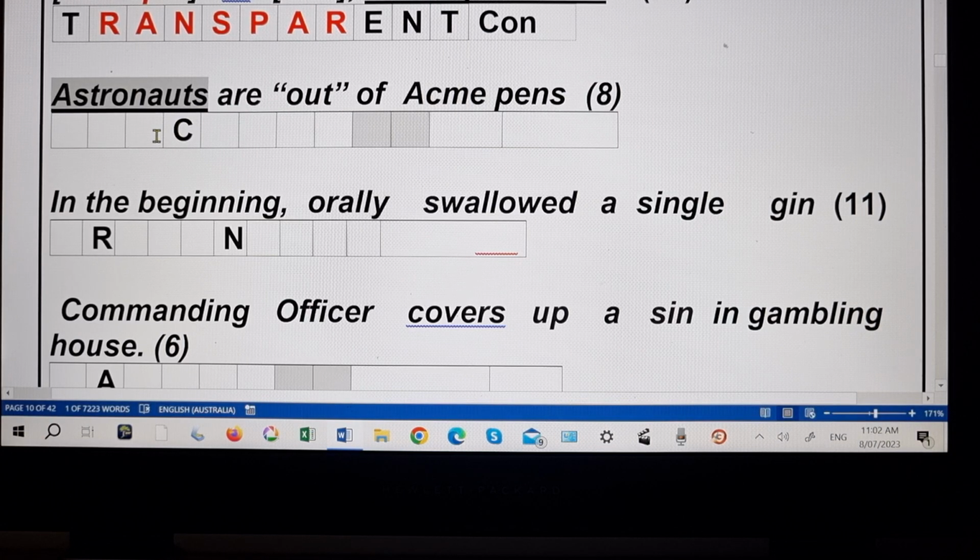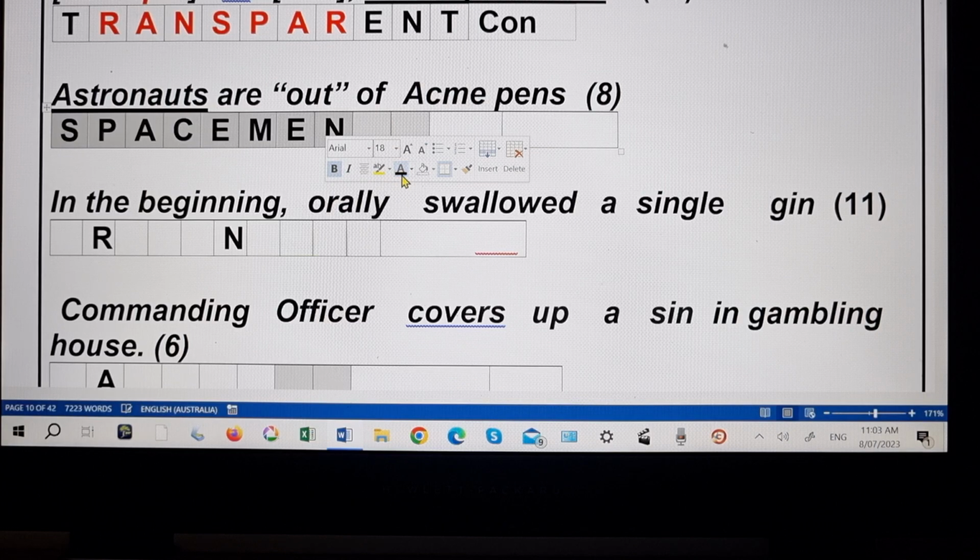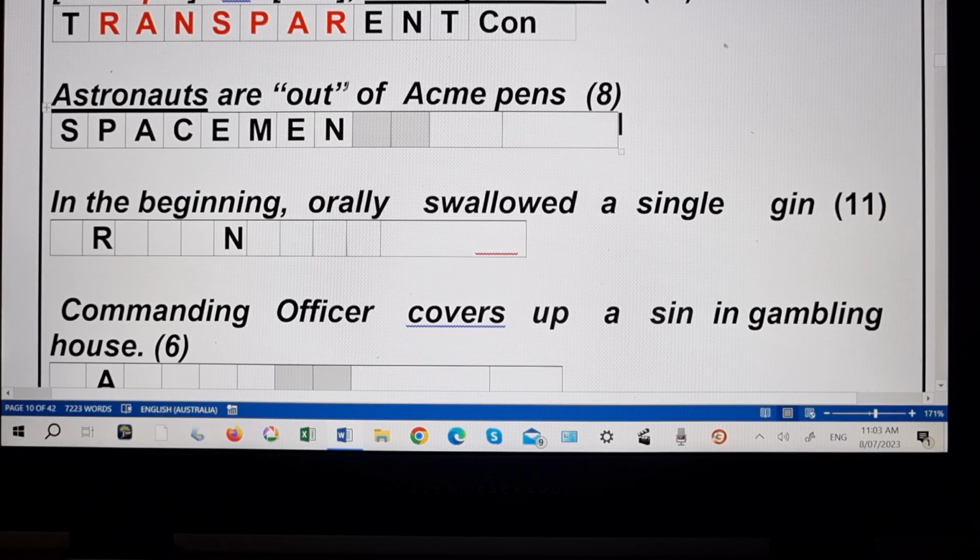Astronauts, what do astronauts do? They fly. They're not flyers, they're pilots. Oh, they go into space, of course, so they are. If they go into space, they are spacemen, aren't they? Spacemen. All right, so far so good. Now, this is just an anagram here. I can't see anything else. I can't see a container.